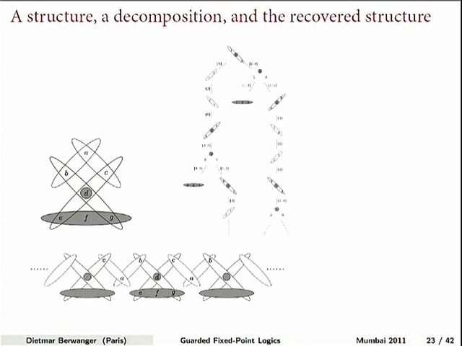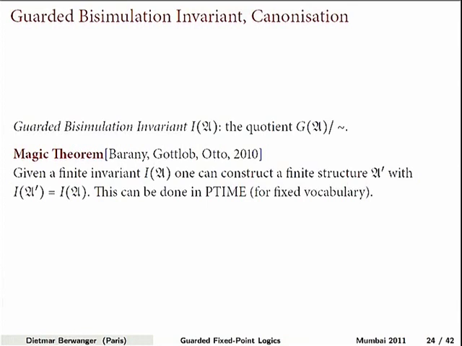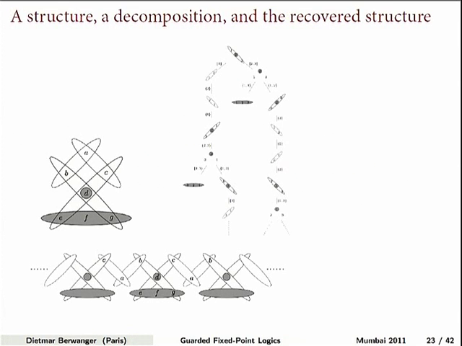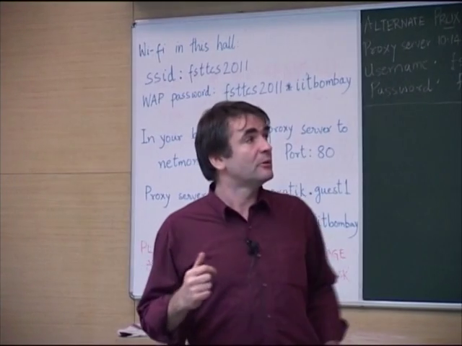Okay, and if we take this structure and recompose it, we get something like this. So this was the decomposition, and we would get something. For the guarded fragment, this and this are the same with fixed part. So we're fine, and we have a tree decomposition. So we're set, or we're close to something that will help us with satisfiability.